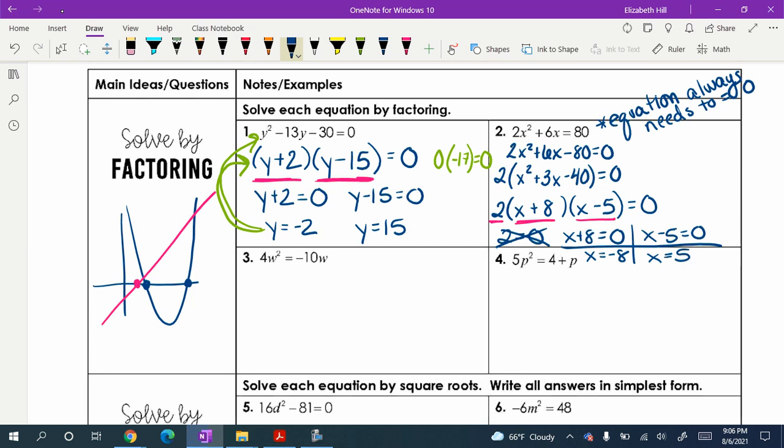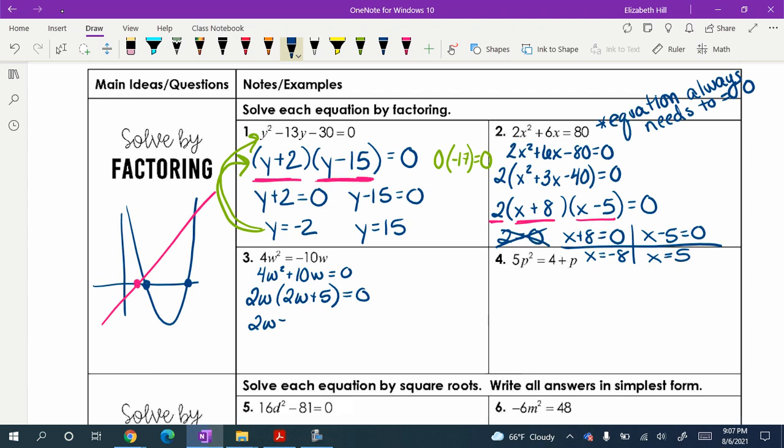All right, let's take a look at number 3. I've got to get it equal to 0, so I've got 4w squared plus 10w equals 0. Now I can take a GCF out of here, so I can take out a 2 along with a w, right? Yes, I can. So I've got 2w times 2w plus 5 equal to 0. That's as much factoring as I can do.